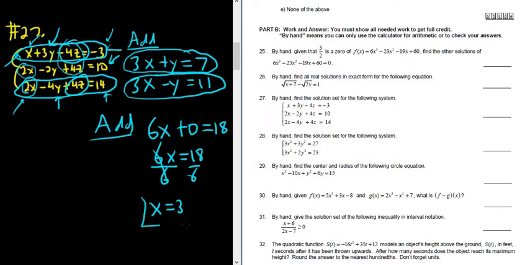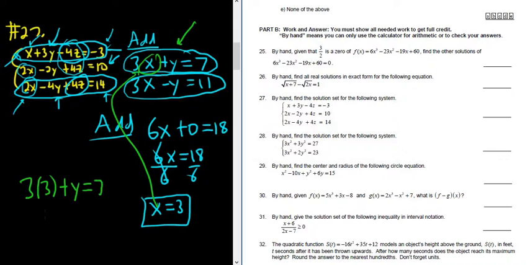Now that we have x, what we can do is plug it into one of the other equations to find y. Let's use this one here. So we'll have 3, and then x is 3, plus y, and it's equal to 7. Again, we're taking the x and putting it right there. So we have 9 plus y equals 7. So now I guess we could subtract 9, and that gives us y equals negative 2.